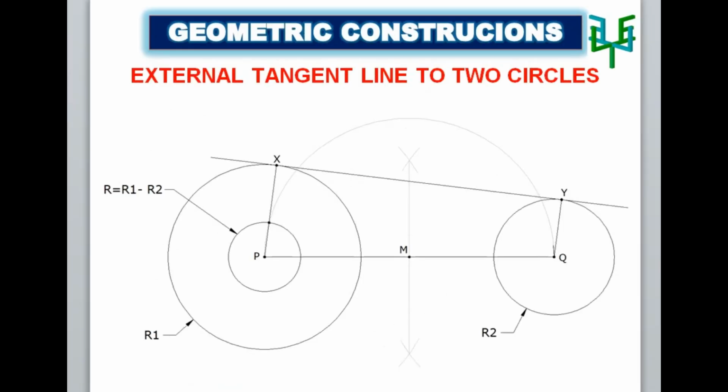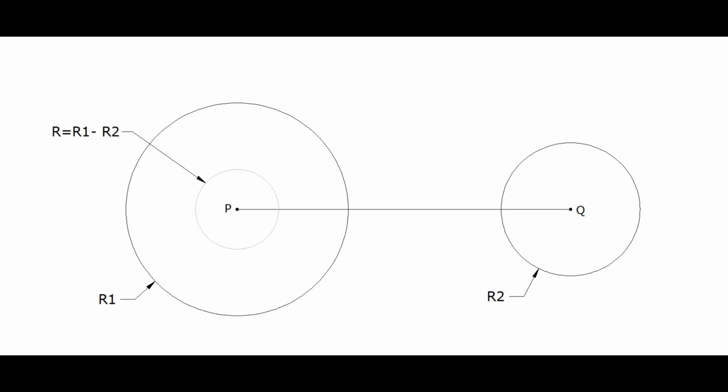External tangents to two circles. Draw the circles with a given radius. Let the center points of the circles be P and Q. Join P and Q with a straight line. Now draw a circle from P with radius equal to the difference in radius of other two circles. Draw a perpendicular bisector for the line PQ. Draw a semicircle from the midpoint M of the line PQ with radius MP or MQ. This semicircle intersects the circle which is drawn just before.